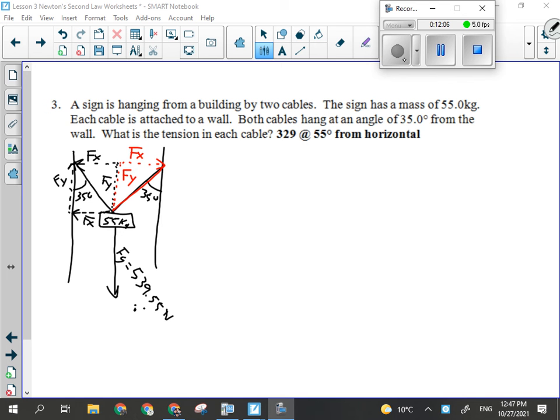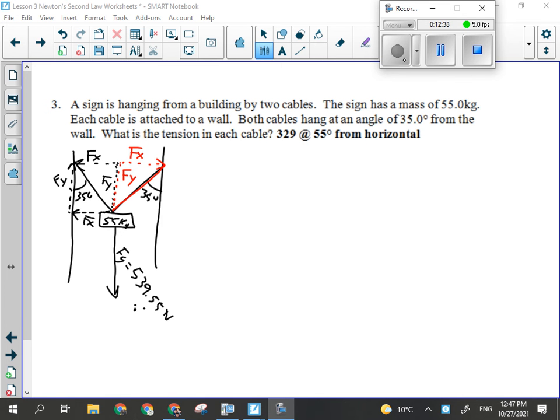There are two cables. My upward force needs to equal 539.55 newtons. How much of that is each cable producing? Half. That's the trick to this question, is recognizing each one of these cables supports 1/2 of this number. If I say that each cable holds this number, I have a net force of 539 newtons upwards, and that means the sign is flying. It's not doing that, it's staying still.